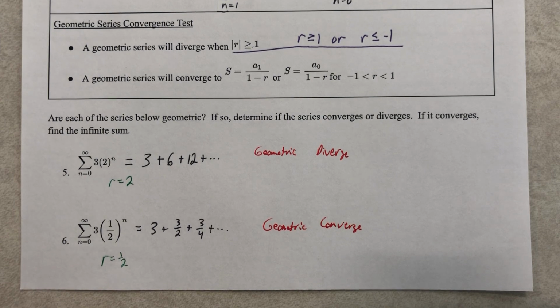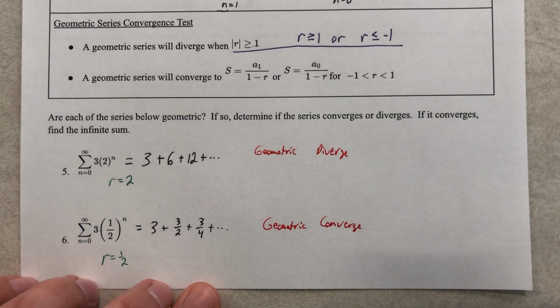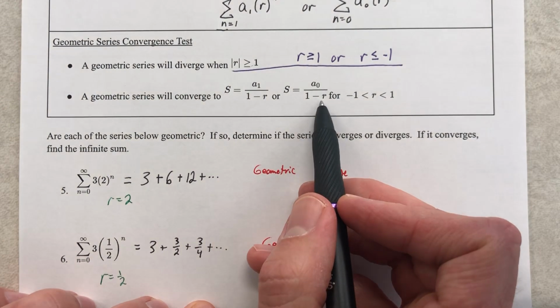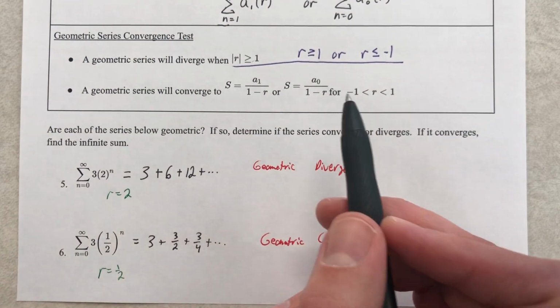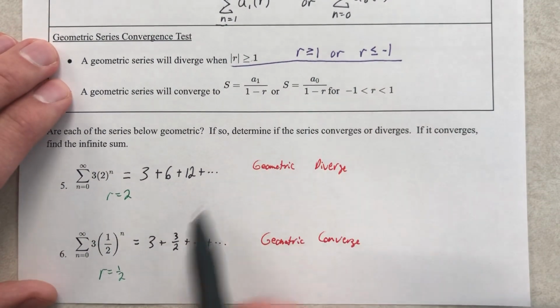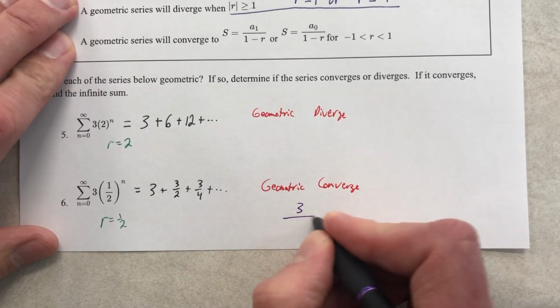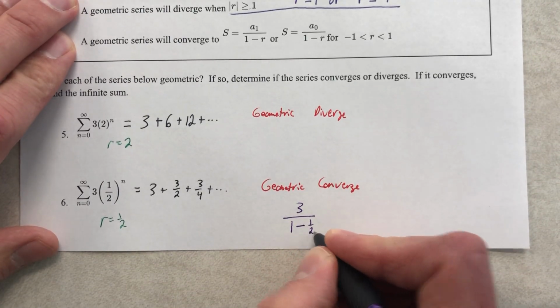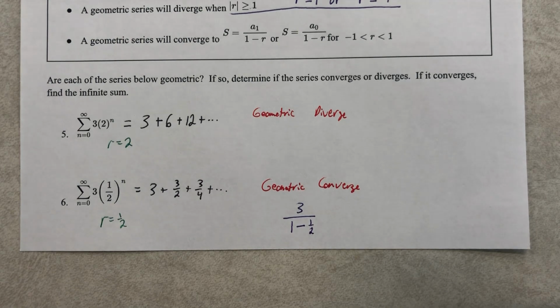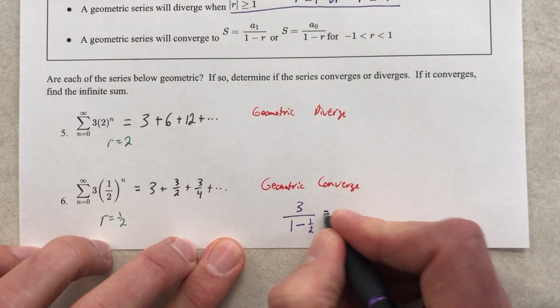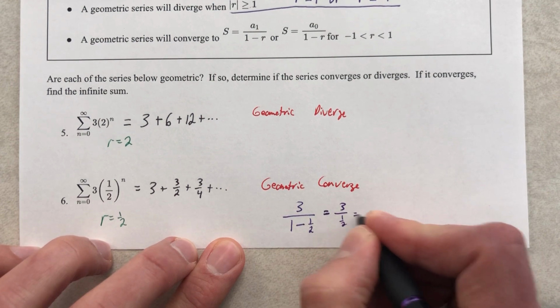So let's switch colors again just for fun. Let's go purple. And we're going to use this formula. Do you want to use that one, not that one? It doesn't matter. So what's the first term? 3. So 3 over 1 minus 1/2. There's a reason this formula works. Do you want to know why? Too bad, I'm not going to tell you. We're going to do this one in our head. 3 over 1/2 is going to give me 6.